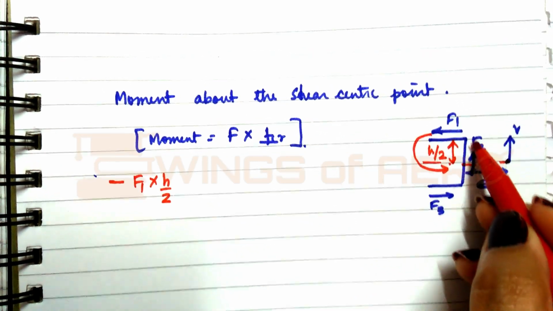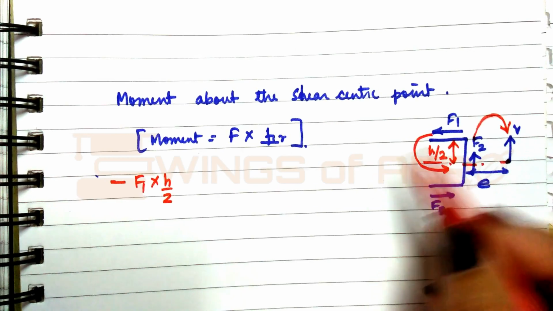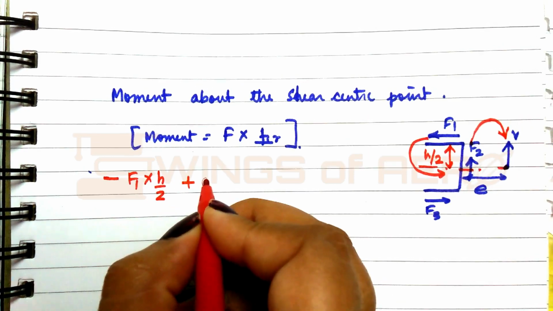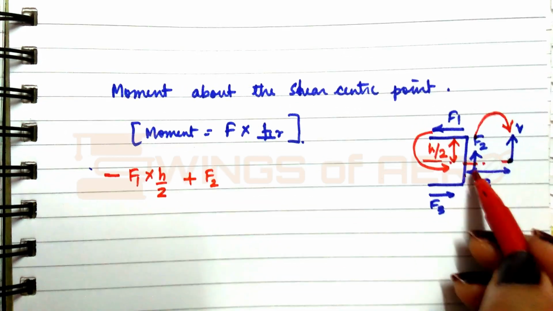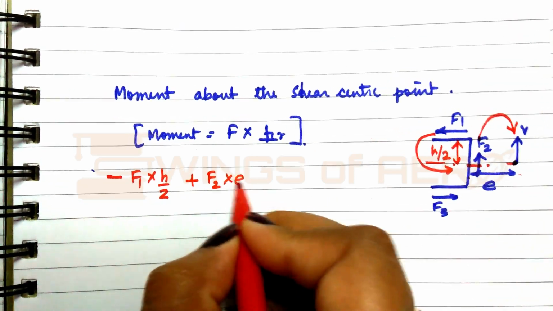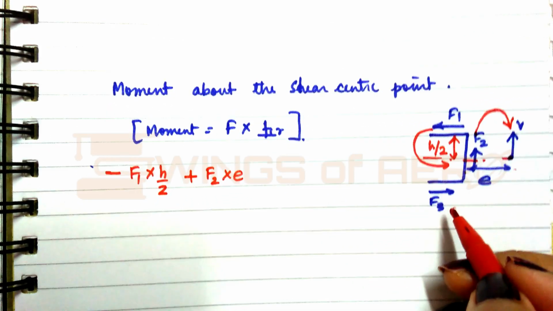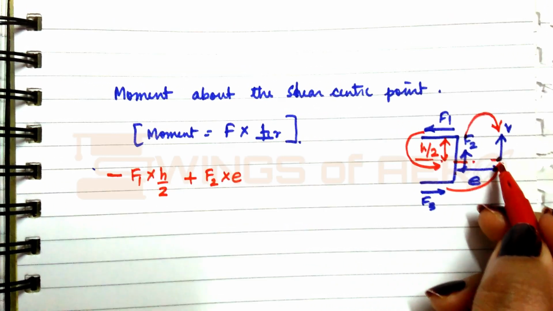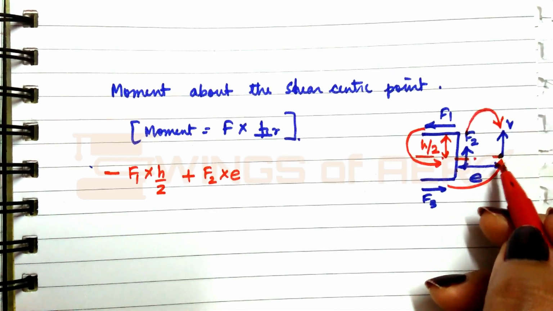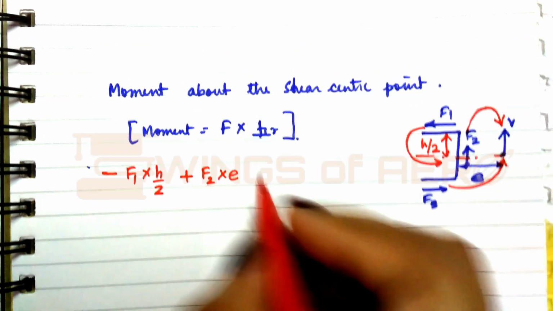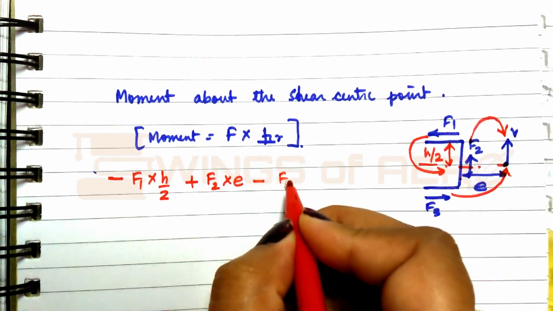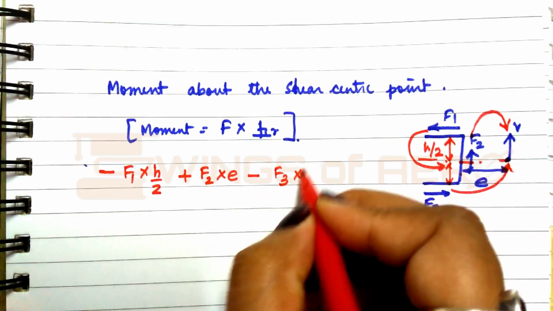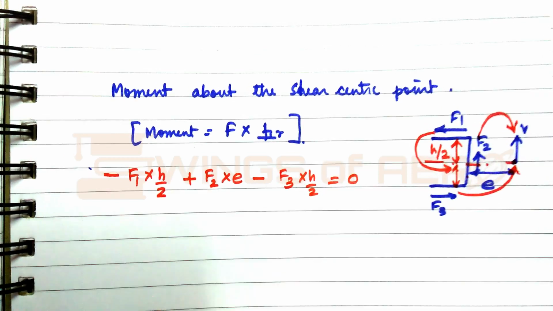Now what is F2? Taking the moment about the point, how is it going? Clockwise direction. Clockwise means positive. So F2, what is the perpendicular distance? It is E. Now F3, taking the moment about the point SC, that is the shear center, how is it going? It is again going in an anti-clockwise direction. So negative F3. What is the perpendicular distance? Again h by 2. So into h by 2, equal to 0.